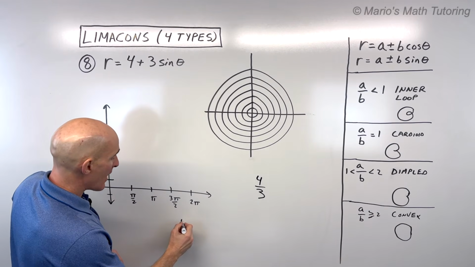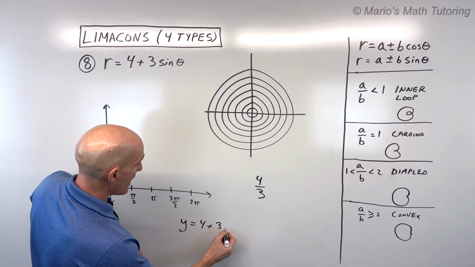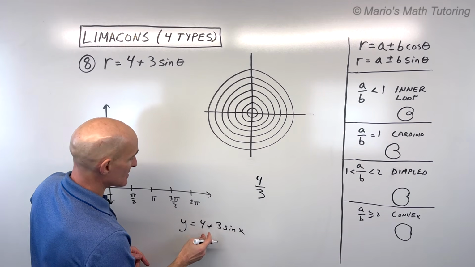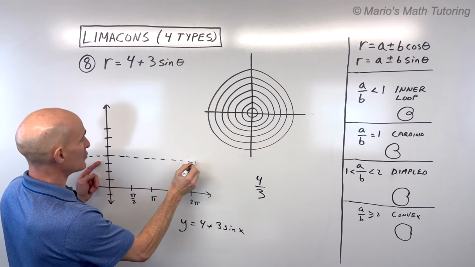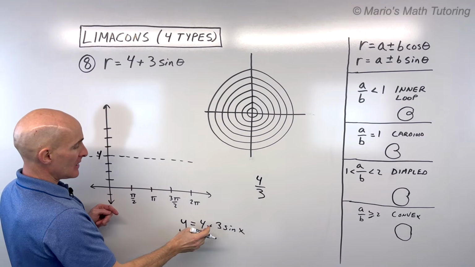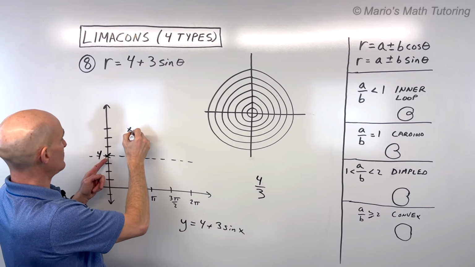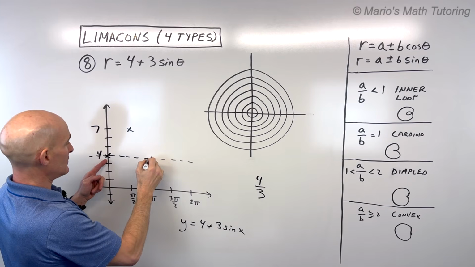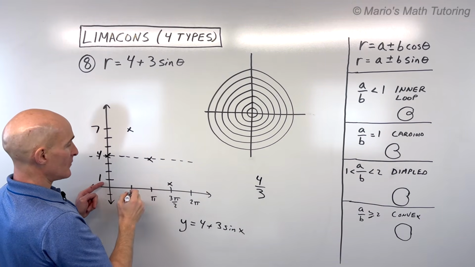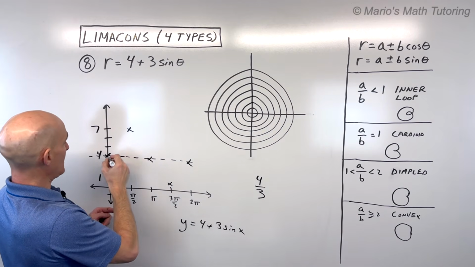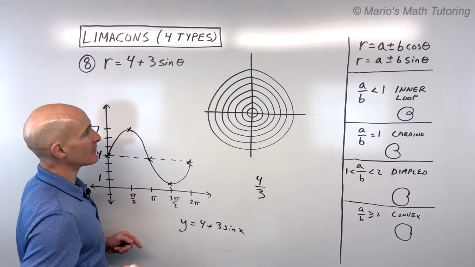But let's see if we can graph it in the Cartesian plane by thinking of this as y equals 4 plus 3 sine x. So the 4 shifts it up 4. That's kind of like our new x-axis or our new midline. It's a sine graph with an amplitude of 3. So that's going to go up to the maximum here at 7, back to the midline at 4, down to the minimum, which is 3 below the midline at 1, back to the midline at 4. So that gives us our basic sine graph there.